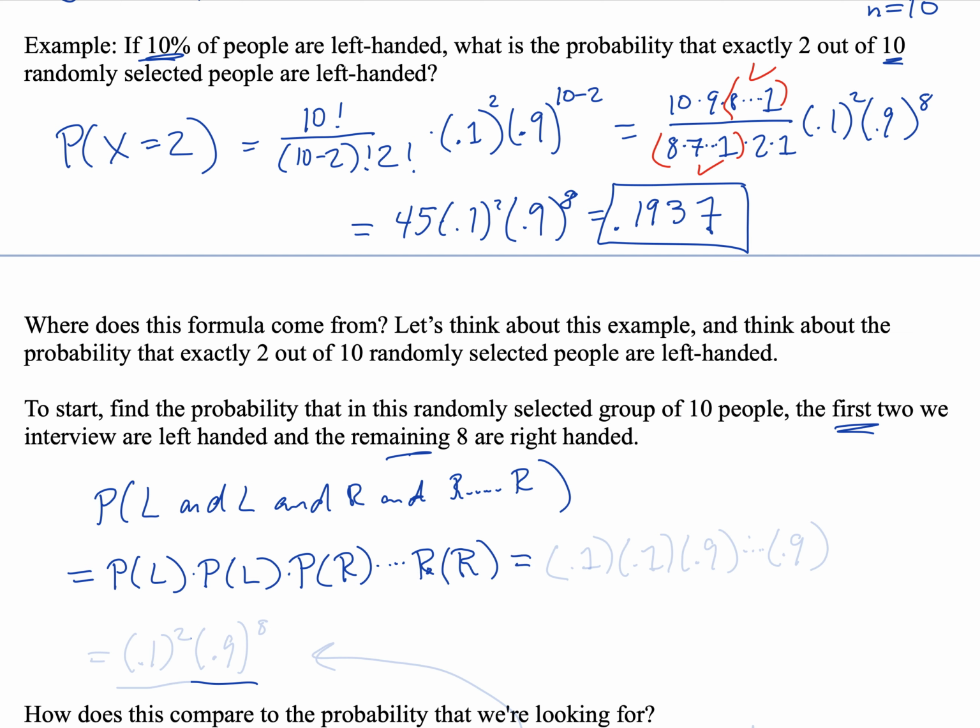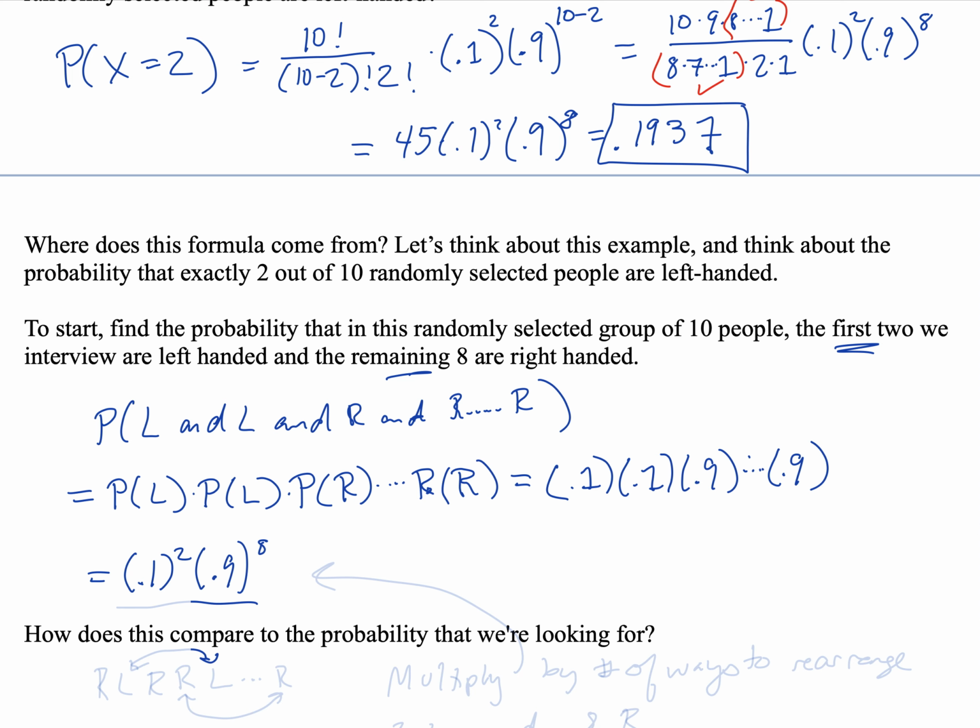And so that's equal to the probability the first person is left-handed is 0.1, times next one 0.1, times 0.9 is the probability that next person is right-handed, all the way down to 0.9 for the 10th person. And this is equal to 0.1 times itself twice, so squared, times 0.9 times itself 8 times, so to the 8th power. Okay, so that's part of the formula that we have above, but we're missing the factorial part. So how does this compare to the probability that we are looking for?